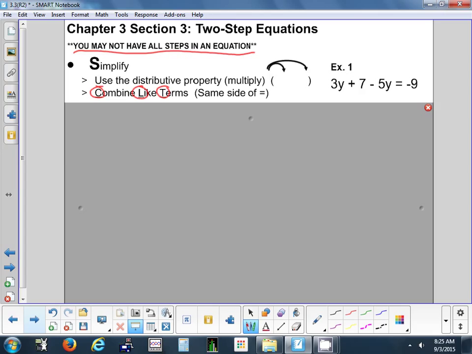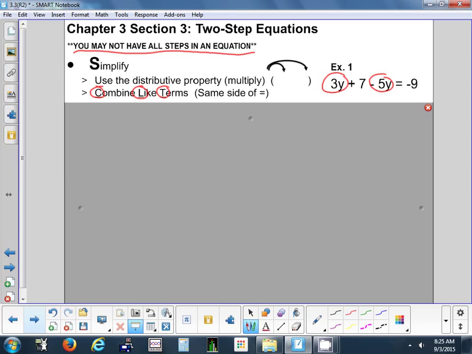All right, Sam, what are my like terms? And tell me the sign too. 3y and negative 5y. Nice job. So I got my 3y and my negative 5y. Here are my 2 like terms. When I simplify that, Sam, what do I get? Negative 2y. Negative 2y, like we just talked about.